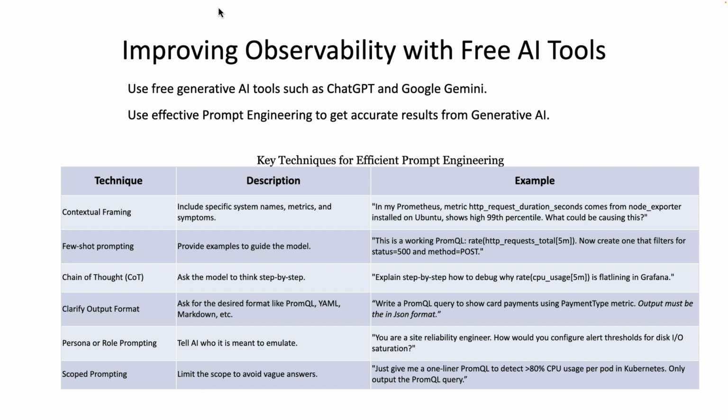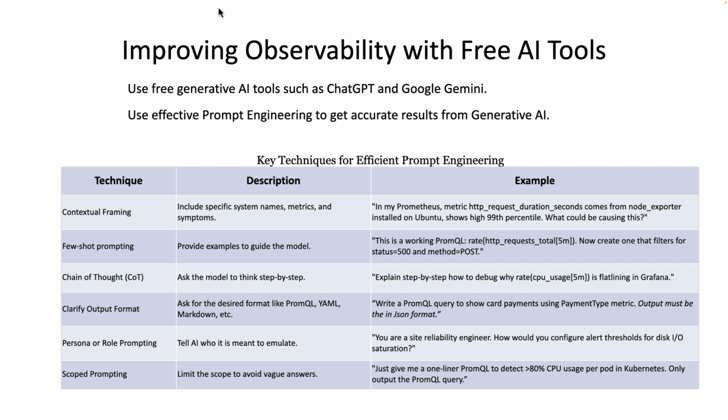The first one is contextual framing, which means that you include specific system names, metric names, or symptoms in your message. For example, you can say, in my Prometheus, I have a metric called HTTP request duration seconds. It comes from a node exporter on an Ubuntu machine, and its value shows a high 99th percentile. What could be causing this?